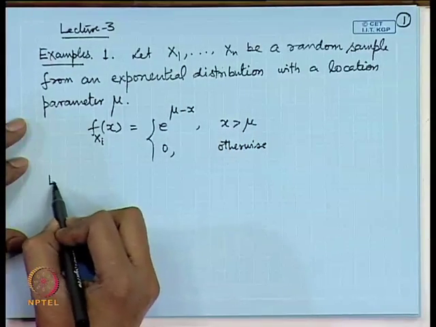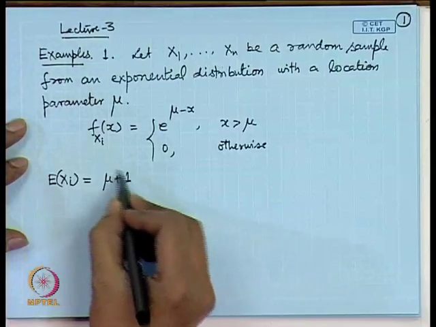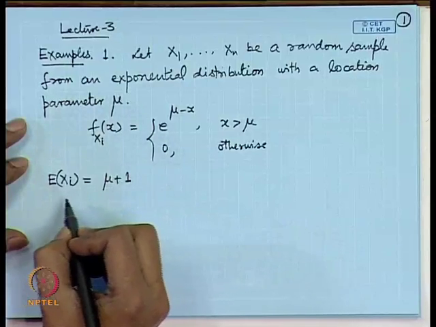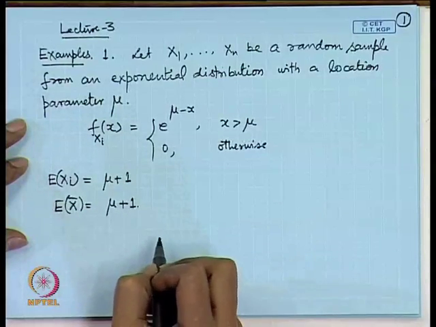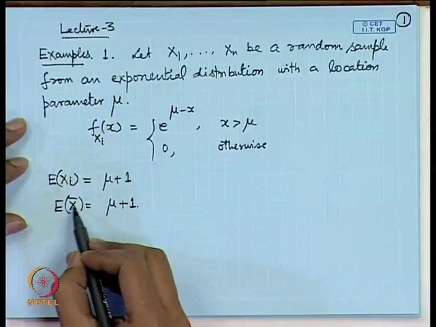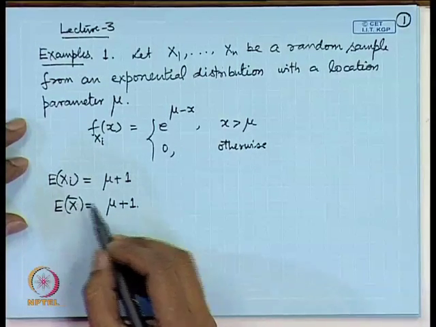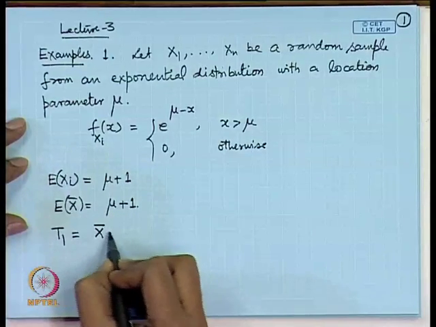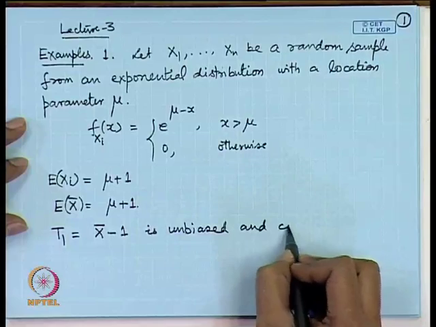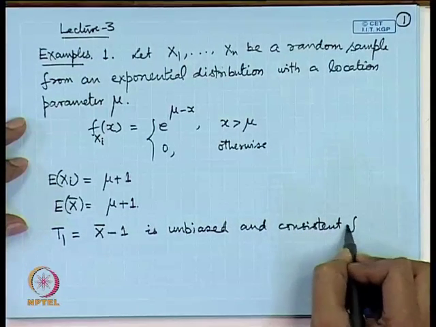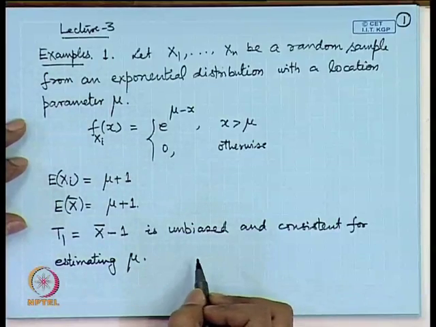So, here if you see, expectation of X_i is equal to mu plus 1. So, mu plus 1 is the first moment, and therefore, if I consider expectation of X bar, that is also going to be mu plus 1. So, by the weak law of large numbers, we get X bar as a consistent estimator for mu plus 1, and if I take 1 to the left hand side, let me call it T_1. So, T_1 is equal to X bar minus 1, which is unbiased and consistent for estimating mu, that is the minimum guarantee time.